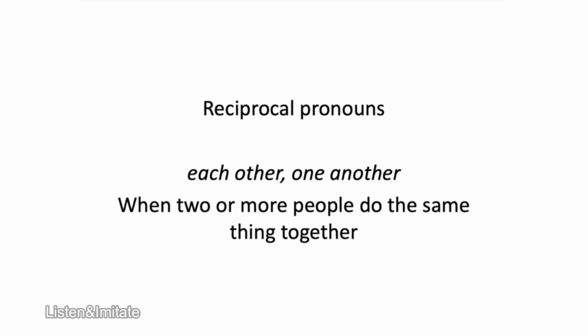There are only two types of reciprocal pronouns, and they are each other and one another. We use reciprocal pronouns when two or more people do the same thing together. For example, Jessica and Tom sent each other letters. This sentence means that Jessica sent Tom letters and Tom sent Jessica letters. They both did it together.